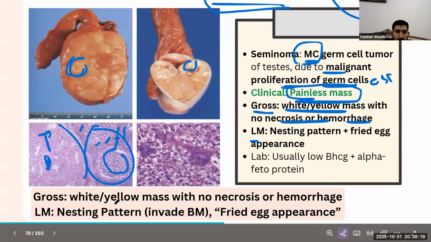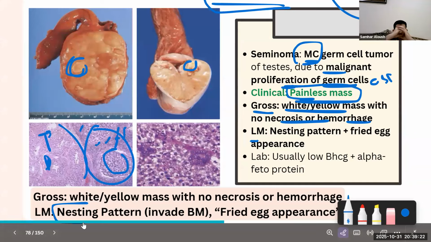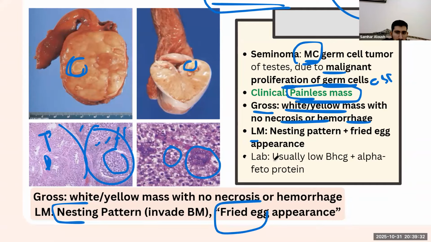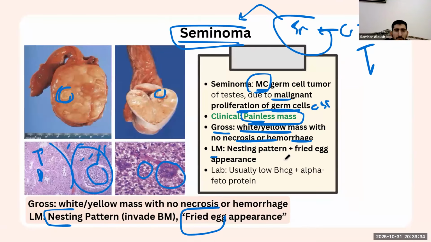It looks as nests, nests with thousands of cells around them. And the appearance is called fried egg appearance. This is a very big buzzword. You must know it. This is the appearance. It's called fried egg appearance. You must know it by heart. Please. Seminoma, most common. It's a painless mass. Grossly, it's just white or yellowish. Microscopically, it's nesting pattern or fried egg appearance.